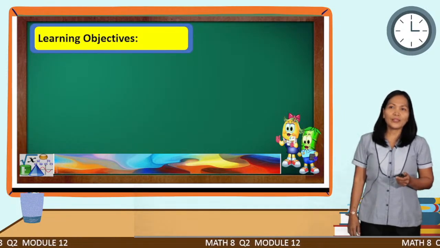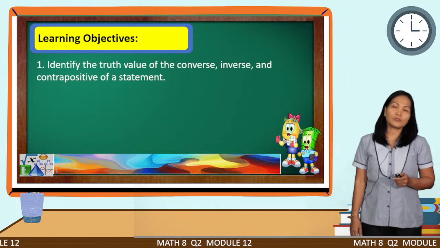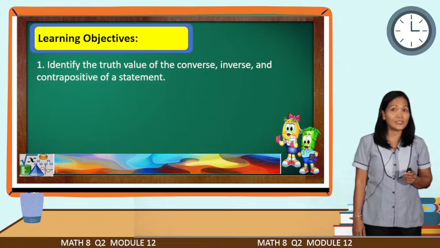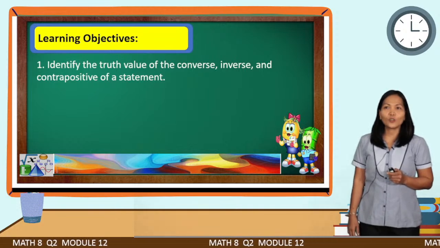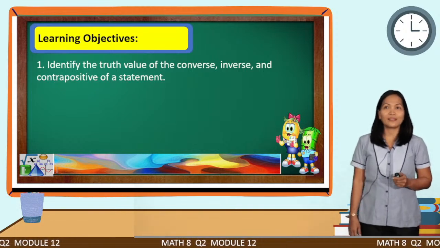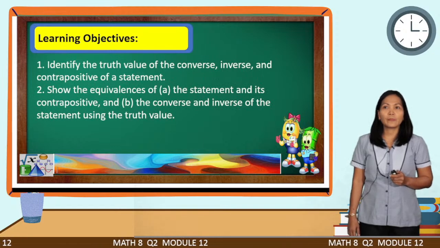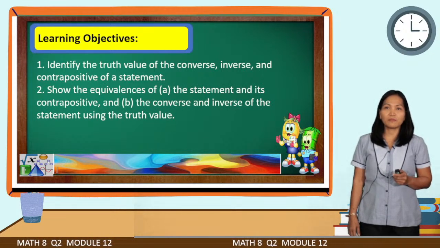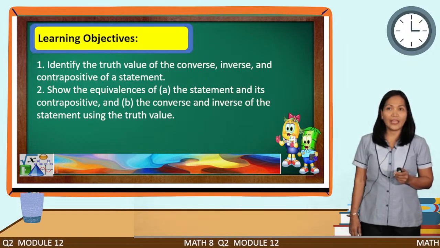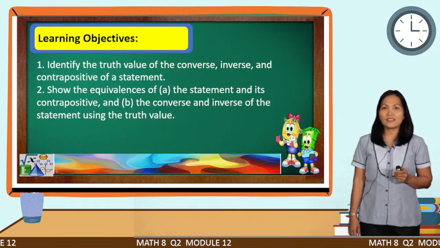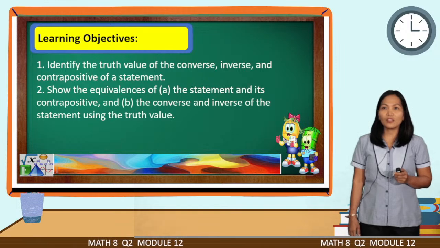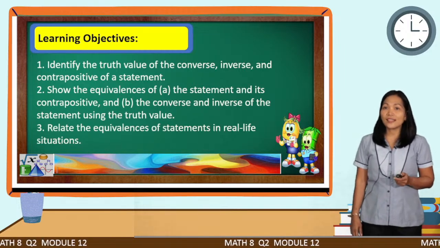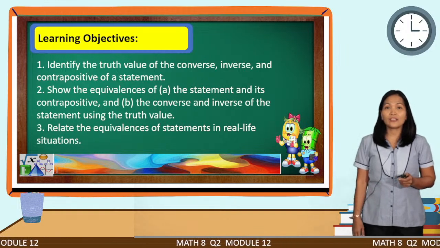What are our learning objectives? First, let us identify the truth value of the converse, inverse, and contrapositive of a statement. Number 2, let us show the equivalences of A, the statement and its contrapositive, and B, the converse and inverse of the statement using the truth value. And lastly, relate the equivalences of statements in real-life situations.